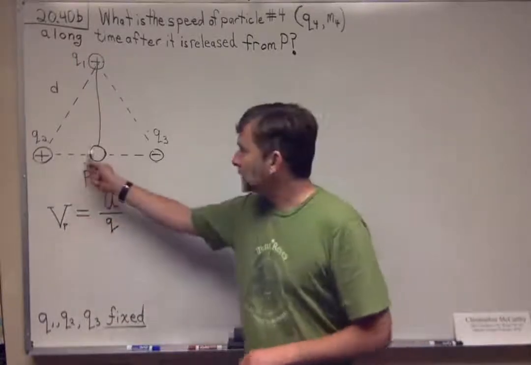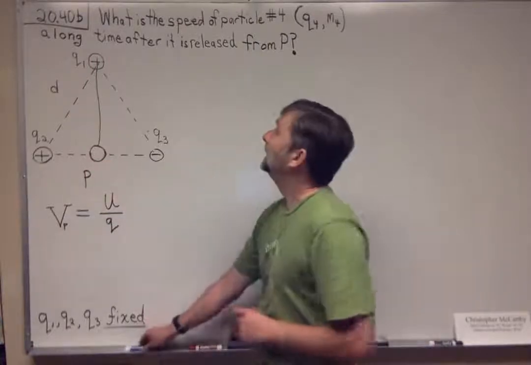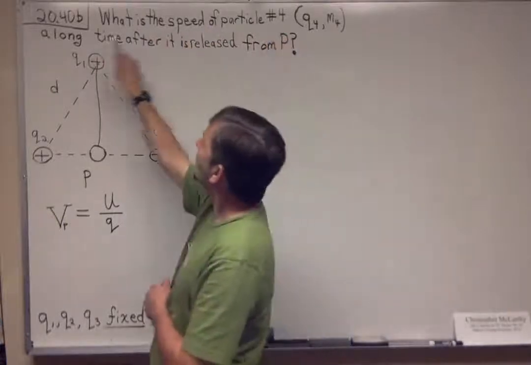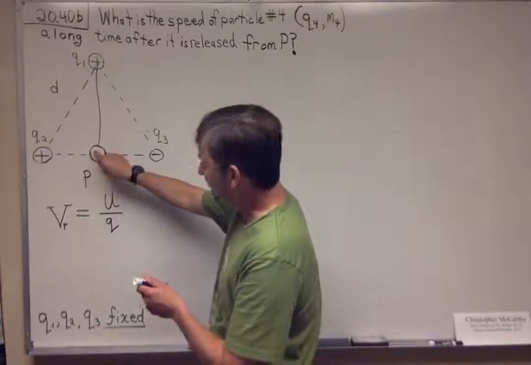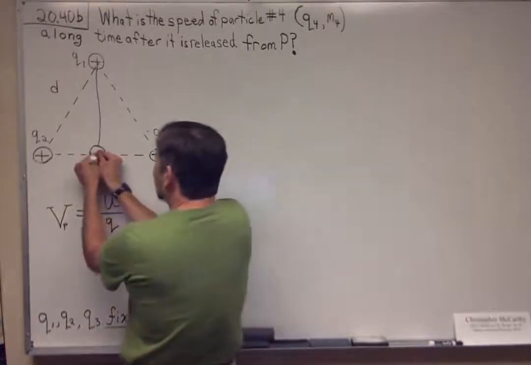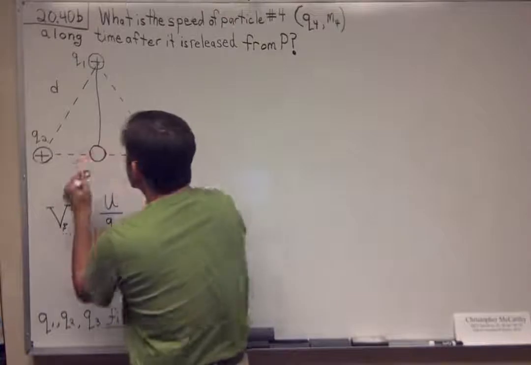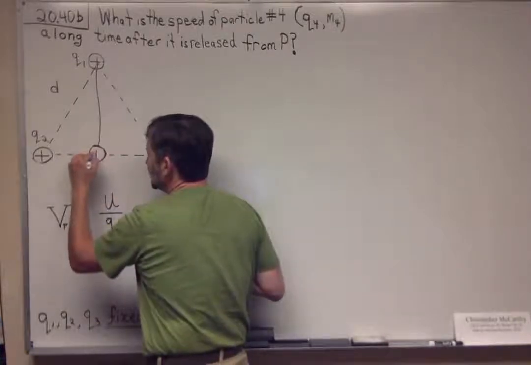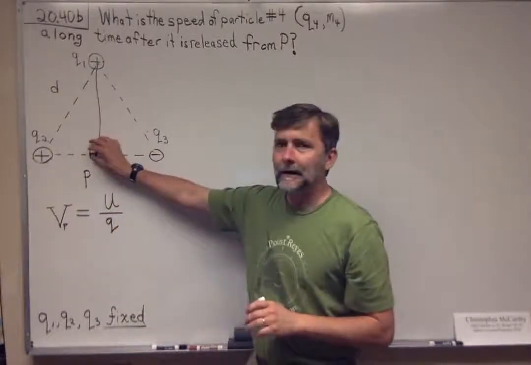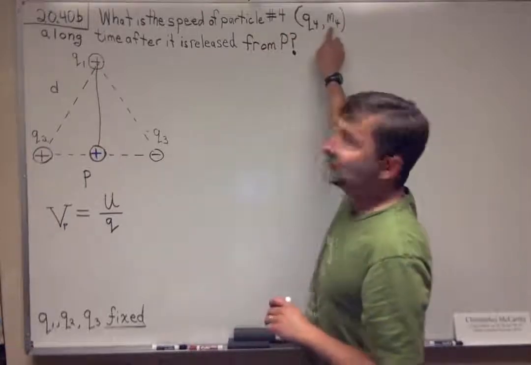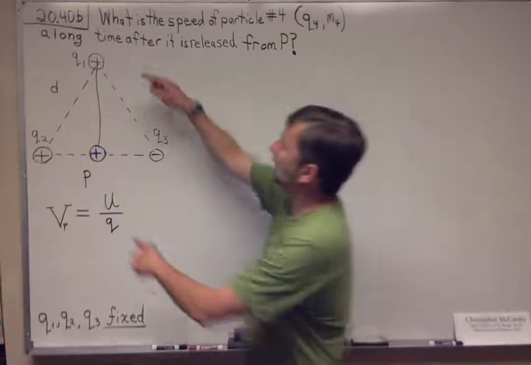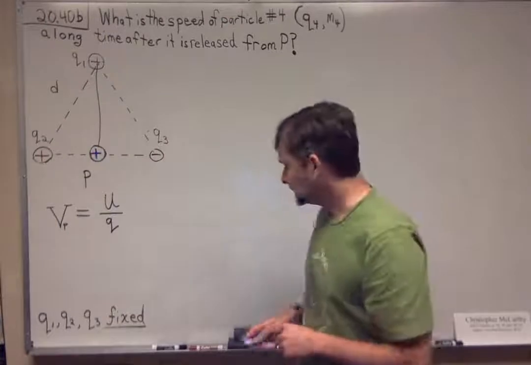So we worked out what the voltage was at point P, and now in this problem, let's see what it says. What is the speed of a particle number 4 a long time after it is released from point P? So we're going to put in a particle 4, positive particle, place it right there. It's a little hard to do that. I had to push to get it there because this is a high voltage location. And I put that charge there and let it go. Notice that the mass of this new particle is also given, so that's going to be important. We're also given that these three particles are just held fixed for this problem.